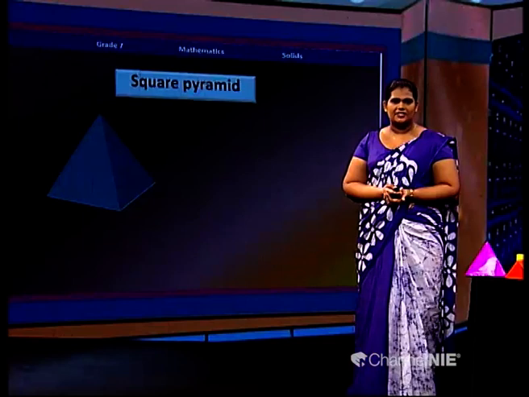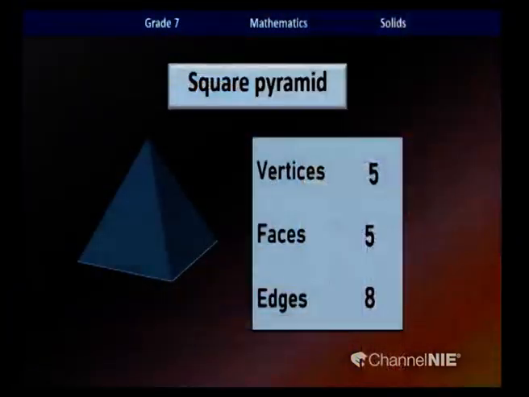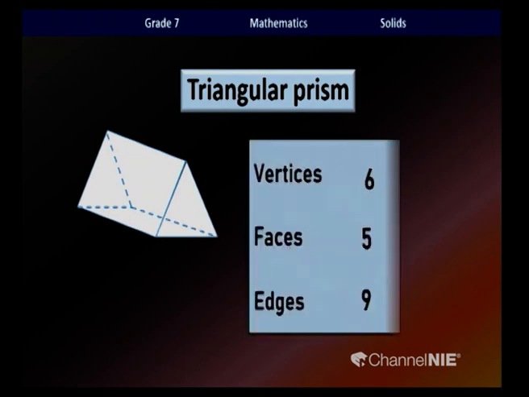For the grade 7 lesson, we have discussed the square pyramid. There we have 5 vertices, 5 faces and 8 edges. Finally, we have discussed the triangular prism. There we have 6 vertices, 5 faces and 9 edges. Right. Now quickly write this information in your table. List it down quickly and check whether your table is similar to mine.